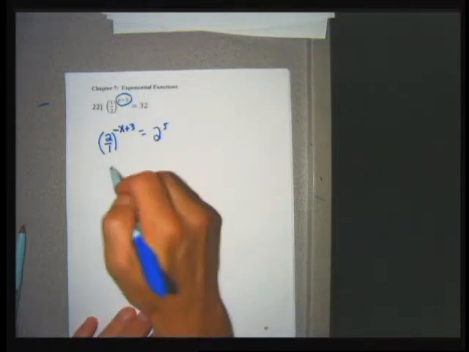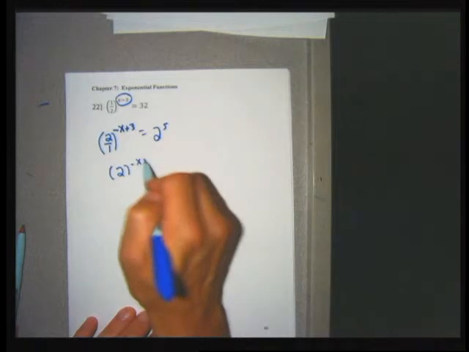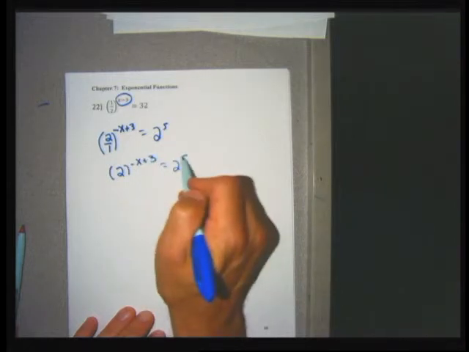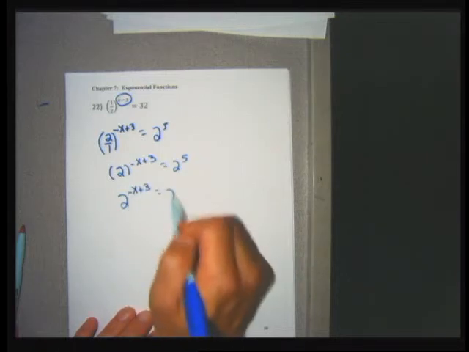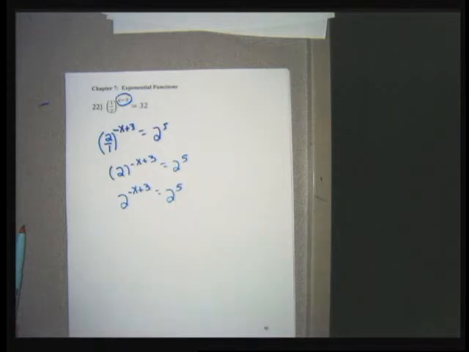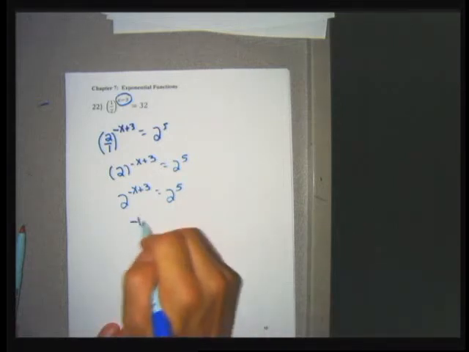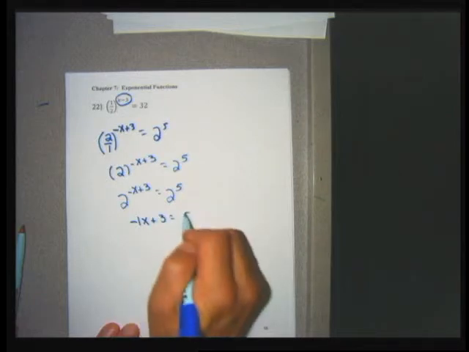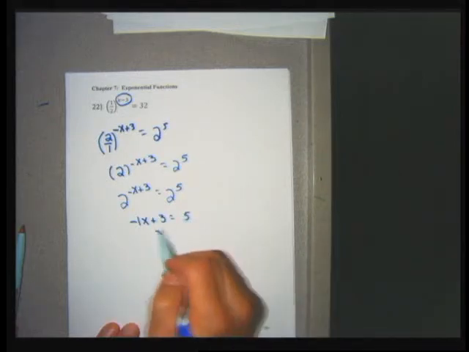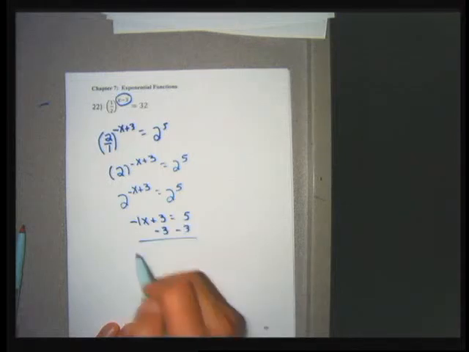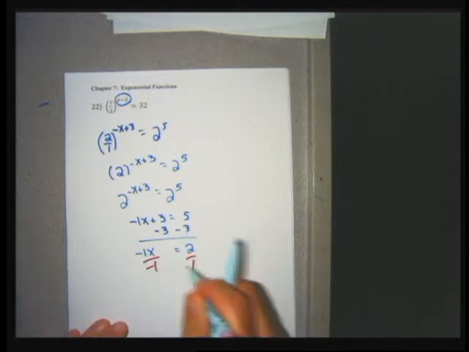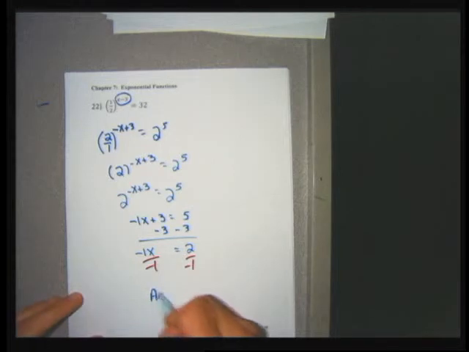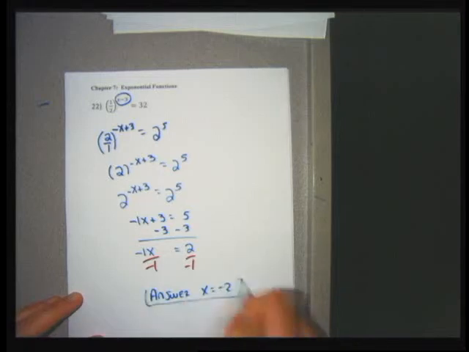Now this is the same as 2 to the negative x plus 3 equals 2 to the 5th. And I don't need the parentheses anymore. I could just attach the negative x plus 3 to the 2 without the parentheses. It has the same meaning. Drop the 2's and go negative 1x plus 3 equals 5. I'm going to minus 3 from both sides and get negative 1x equals 2. And then divide by negative 1. I believe my answer is x equal to negative 2, but I absolutely should check that just because it's not terribly hard to check, and it keeps me from making a mistake.